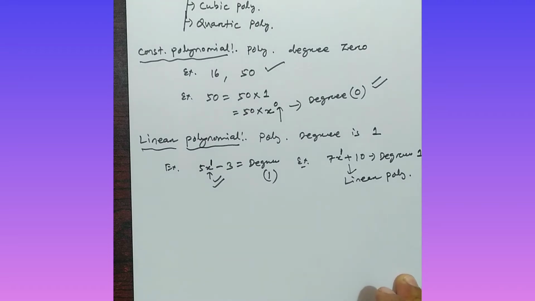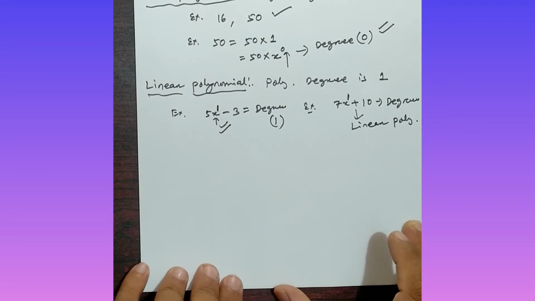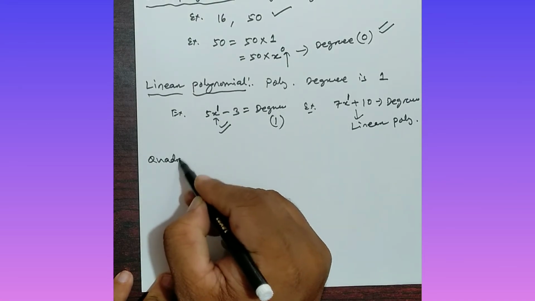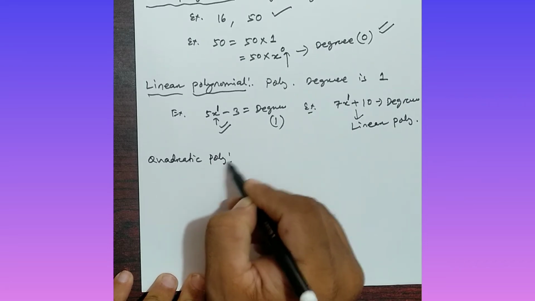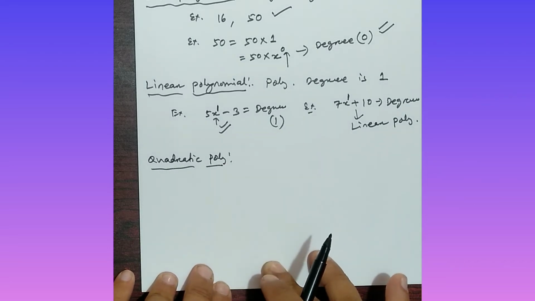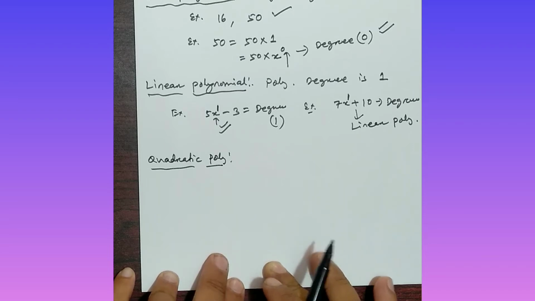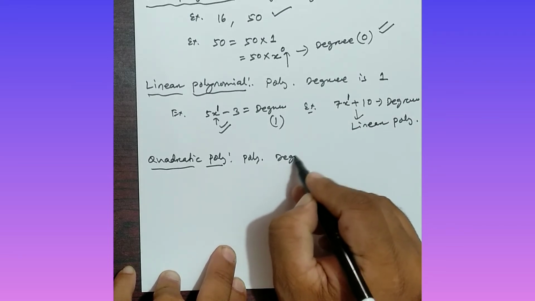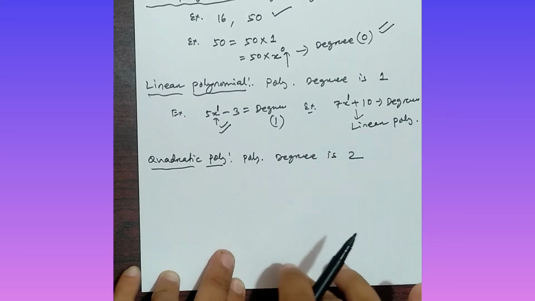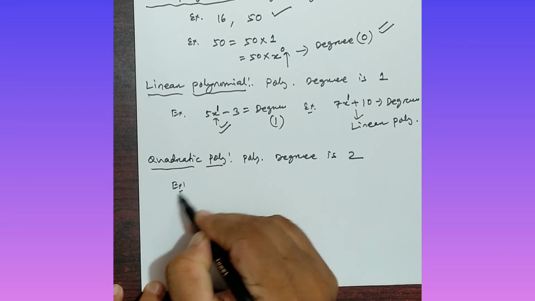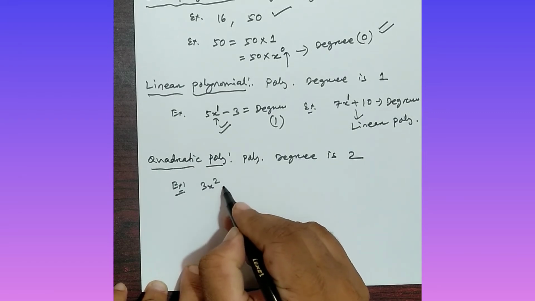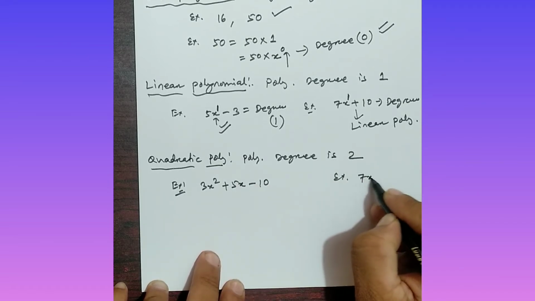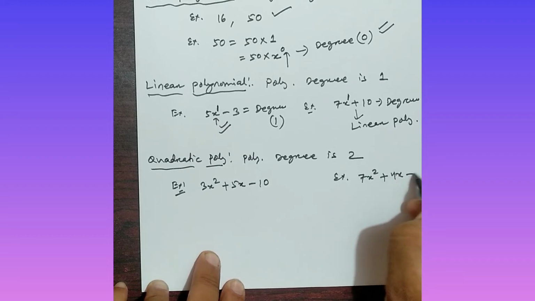Okay, the next we'll discuss is quadratic polynomial. So what is the meaning of quadratic polynomial? Very simple: quadratic polynomial means a polynomial which is having degree 2. The polynomial which is having degree 2 is called a quadratic polynomial. So what is the example over here? Let's suppose I'm saying 3x square plus 5x minus 10. One more example, let's suppose I'm saying 7x square plus 4x minus 3, right?